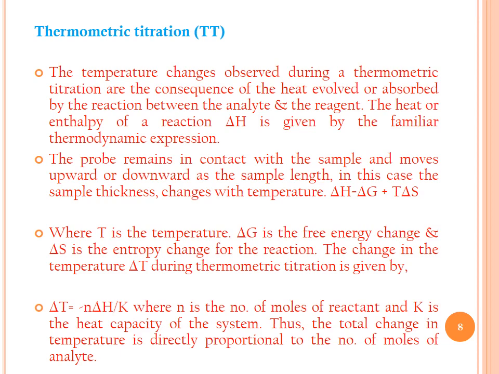The change in the temperature delta T during thermometric titration is given by delta T is equal to minus N delta H over K, where N is the number of moles of the reactant and K is the heat capacity of the system. Delta H is the enthalpy change of the reaction during the reaction of titrant and analyte. Thus, the total change in the temperature is directly proportional to the number of moles of the analyte.